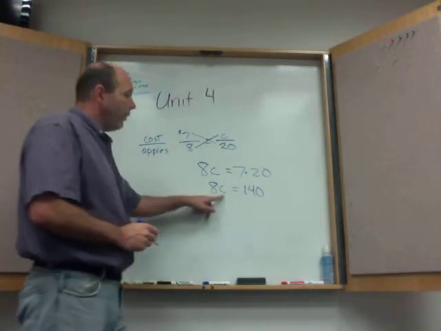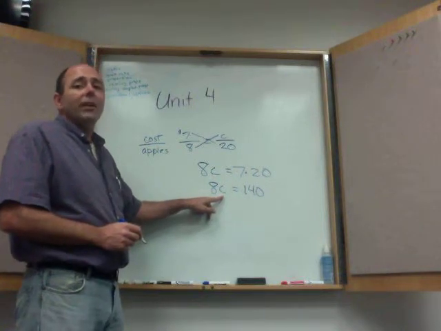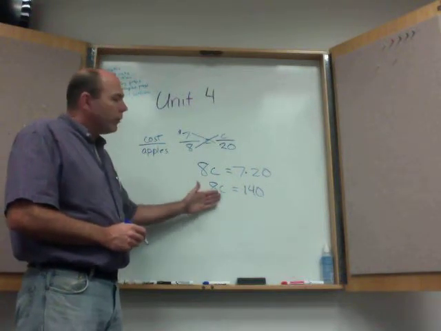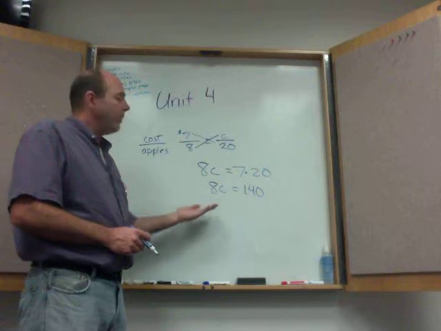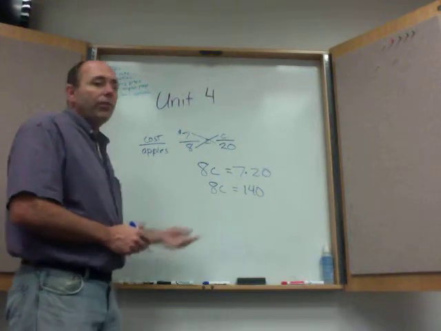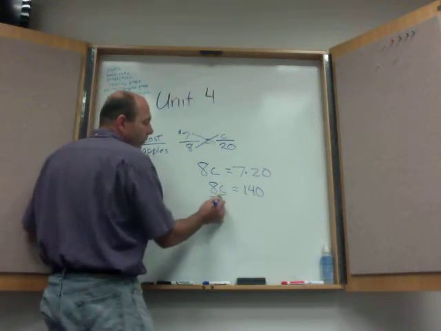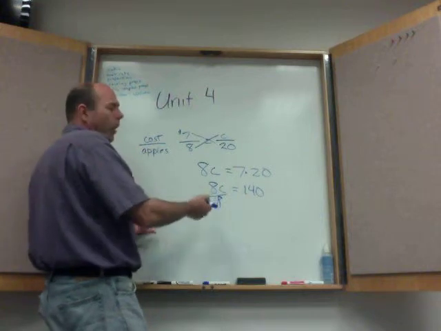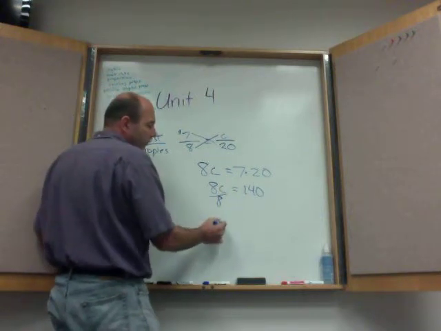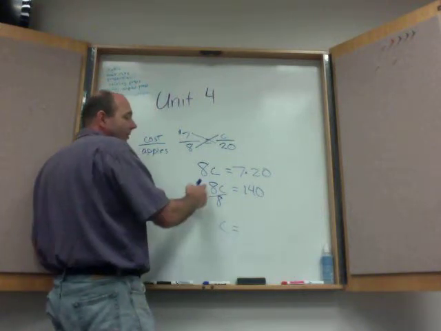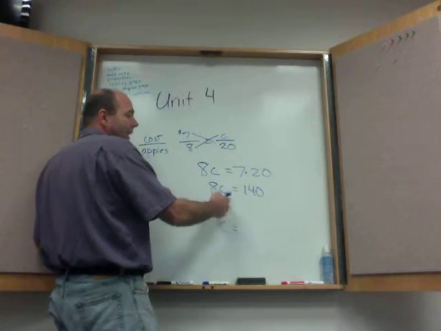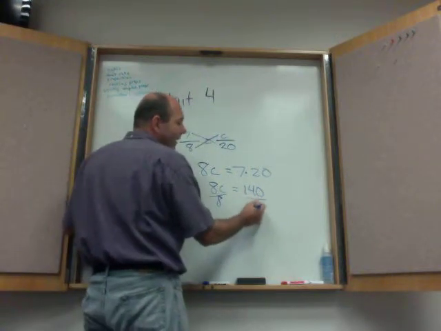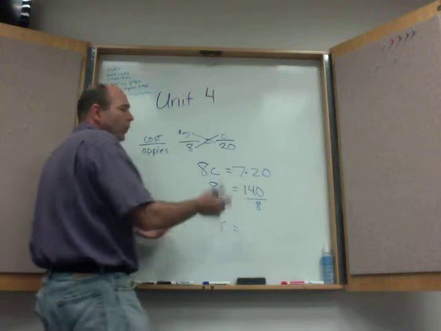Now I'm trying to solve for cost, so I want to get the C by itself. Right now I'm multiplying by 8, so I'm going to do the opposite of that. I'm going to divide by 8. That will get C by itself. Because remember, what is 8 over 8? It's just 1, or 1 times C, just C. Now since I divided this side of the equal sign by 8, I have to divide this side of the equal sign by 8. It keeps it equal.